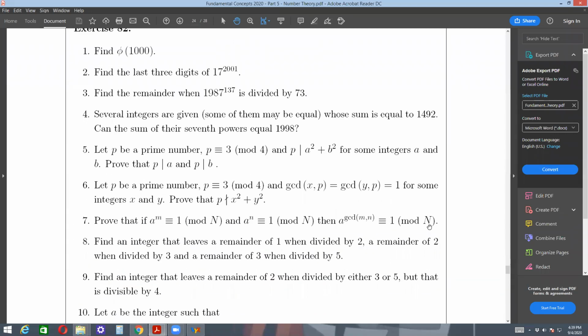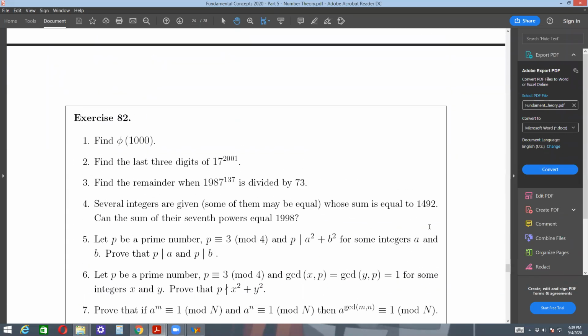All right, before we do Chinese remainder theorem, I want you to do these 2 questions. You'll need this one to do this one. All right, you might have to pause and then come back to Chinese remainder theorem after.